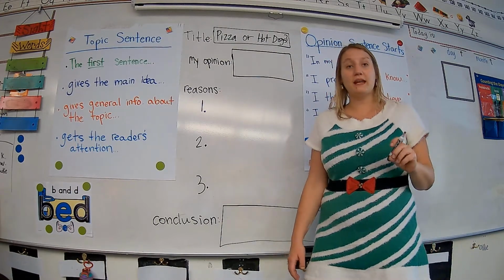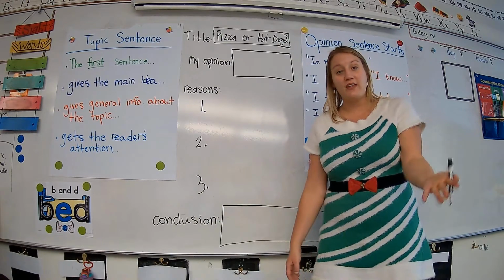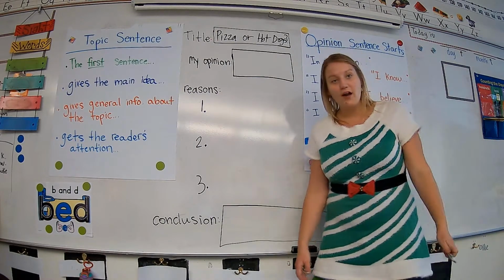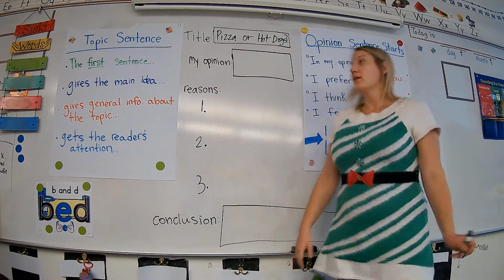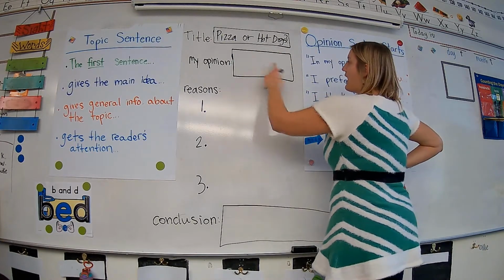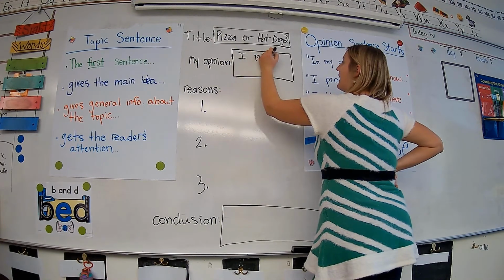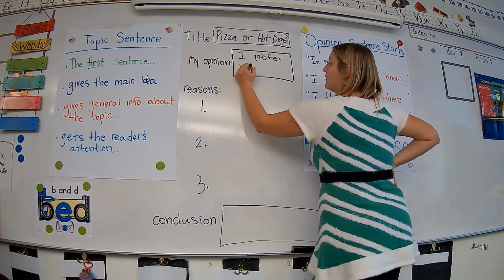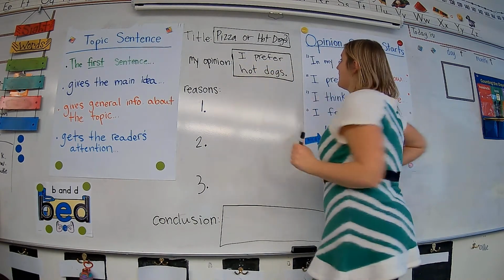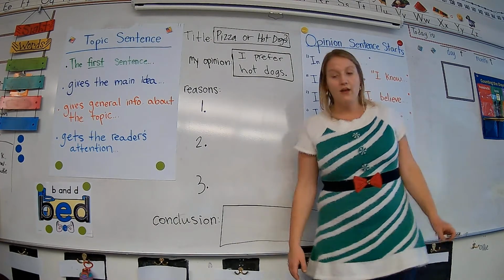Now when we give our opinion, that means how I feel about it. Even you might feel differently than me, but the way that I feel is that I prefer a hot dog. So my opinion is I prefer hot dogs, or I like hot dogs. And that's just telling our reader what it is that we feel, our opinion about that topic, okay?